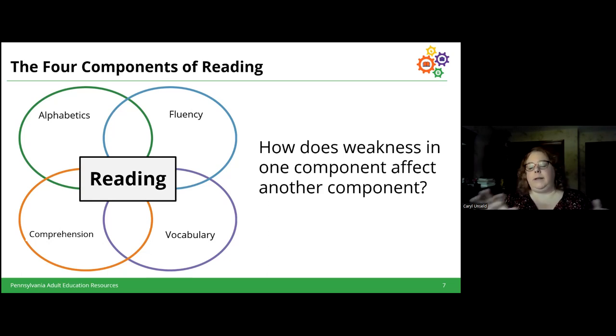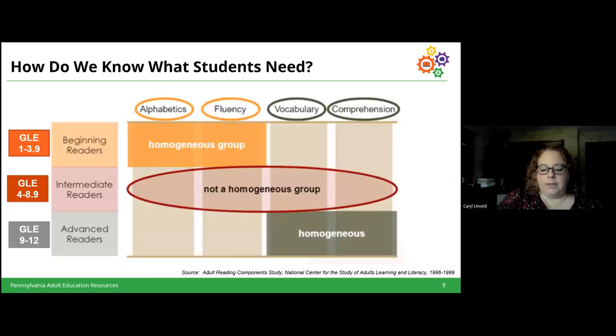So weakness in one area can affect each of the other areas. And it's important for us to think about teaching reading from four components. And that is especially true when we go to this next slide. I'm going to give you a second to look at this, but the four components you can see are across the top of this slide. And here's what the science of reading tells us. It tells us that if you have students that are a grade level equivalency of 1 to 3.9, they're in the beginning reader block, and they really need you to focus on alphabetics and fluency.